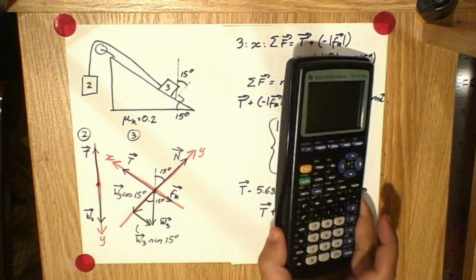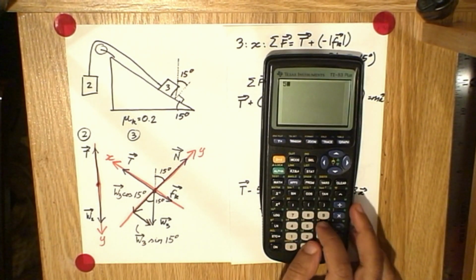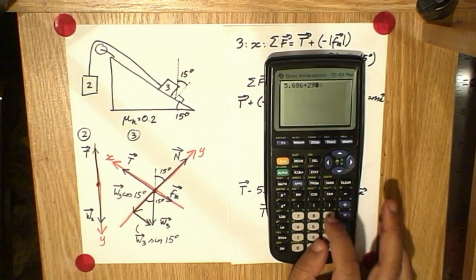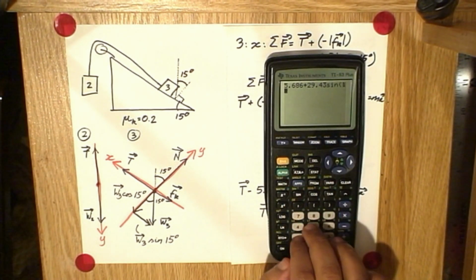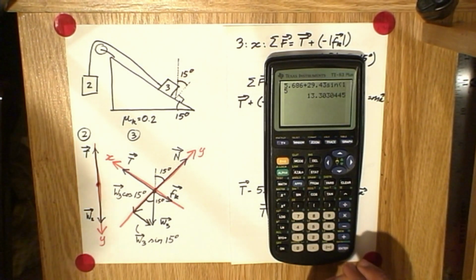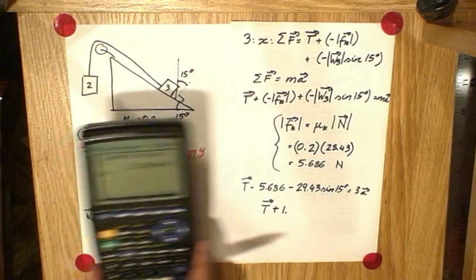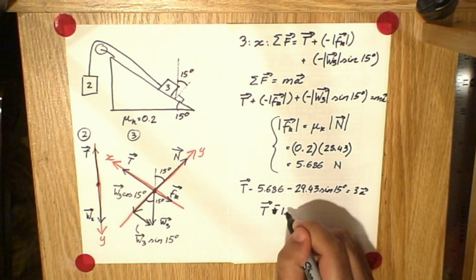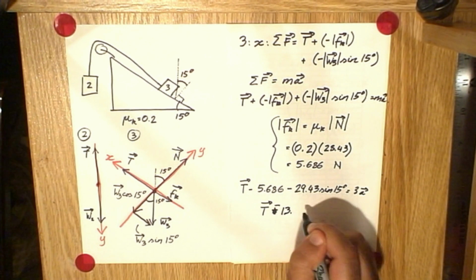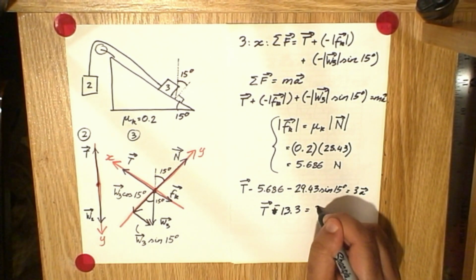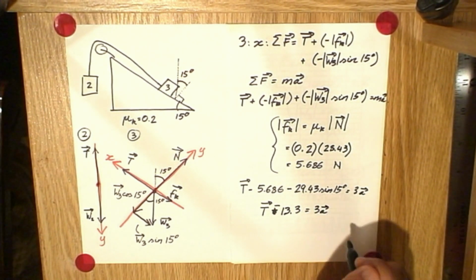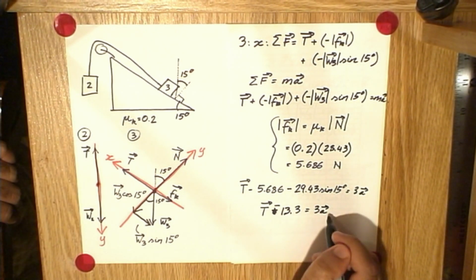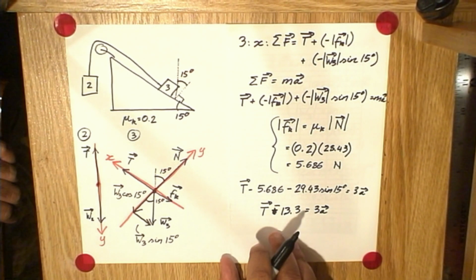So 5.686 plus 29.43 times the sine of 15 degrees gives us 13.3. So simplifying all of this, we get the tension minus 13.3 is equal to 3 times the acceleration. Tension minus 13.3 is equal to 3 times the acceleration.